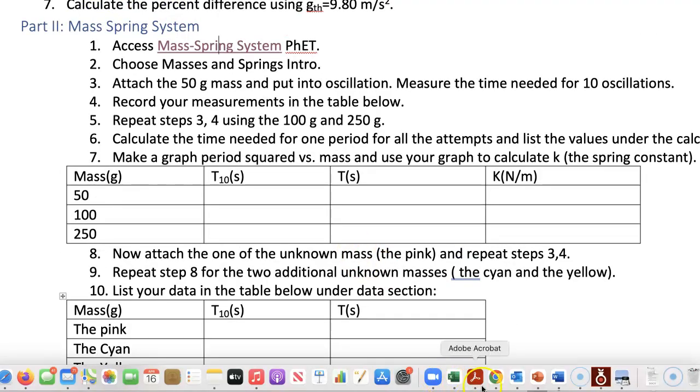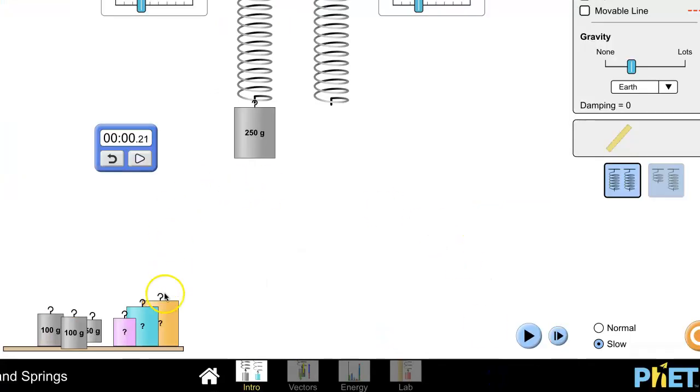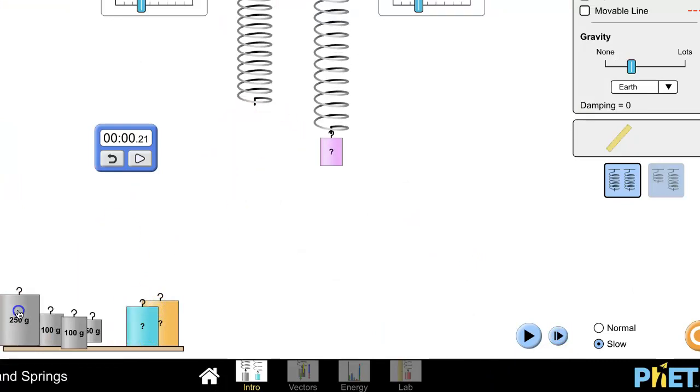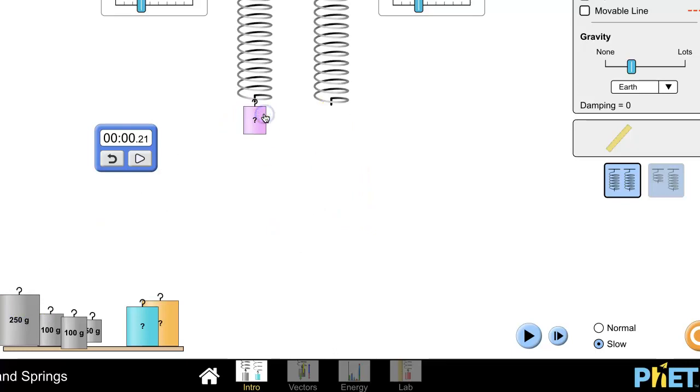Okay, here I will show you these are the masses that I'm talking to you about. Then you are going to remove this one, and you are going to have that mass. This is the pink. You're going to make it oscillate 10 times, and then you are going to measure the time for 10 oscillations and find the time for 1 oscillation, and then use that for the calculation.